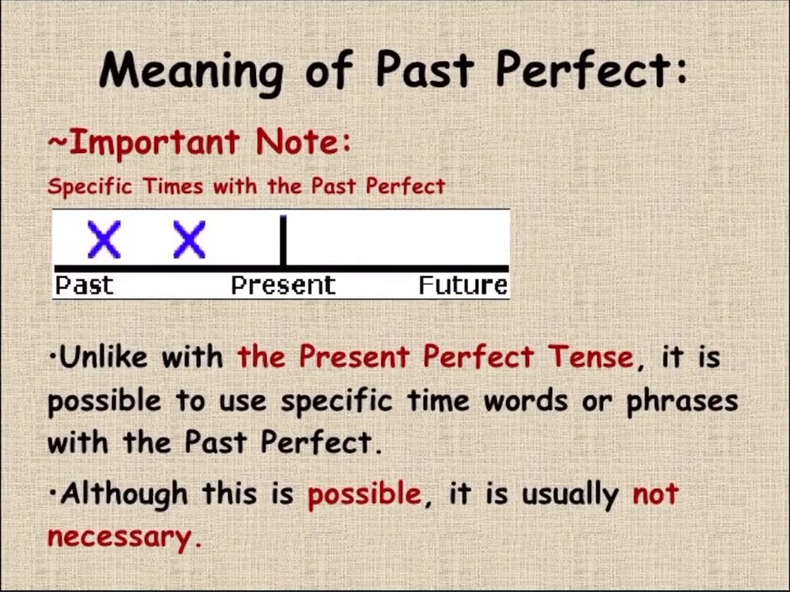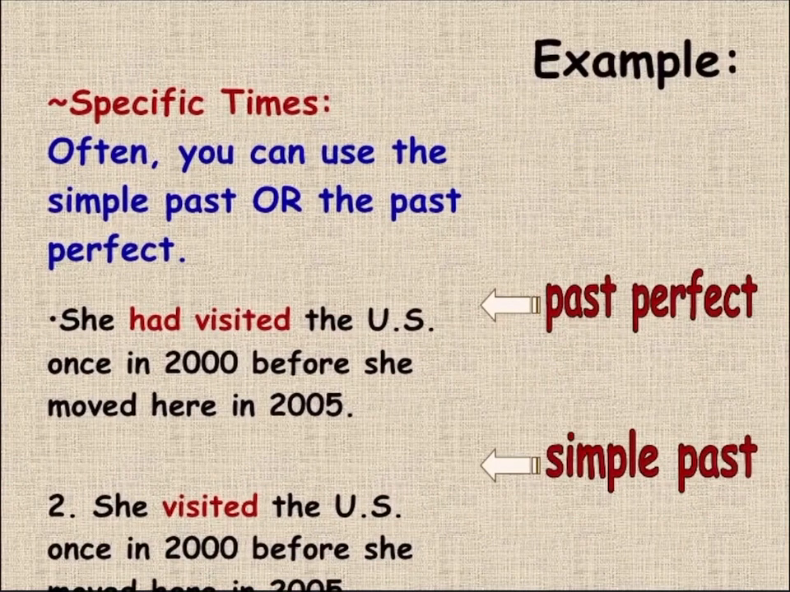Important note. Specifying times with the past perfect. Unlike the present perfect tense, it is possible to use specific time words or phrases with the past perfect. Although this is possible, it is usually not necessary. Specific times: often you can use the simple past or the past perfect.